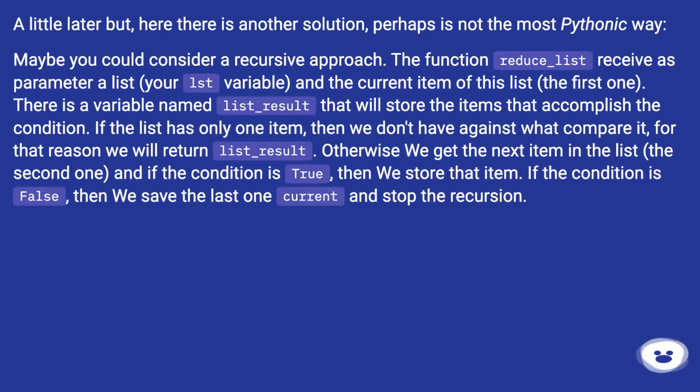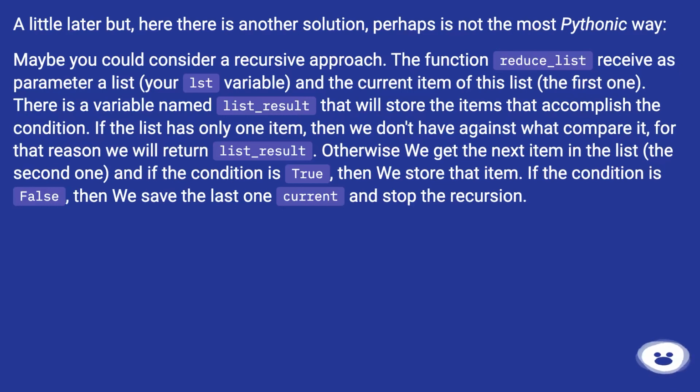A little later, but here there is another solution, perhaps is not the most Pythonic way. Maybe you could consider a recursive approach. The function reduce_list receives as parameter a list, your lst variable, and the current item of this list, the first one. There is a variable named list_result that will store the items that accomplish the condition.